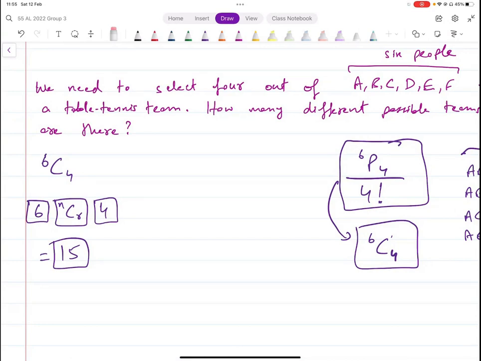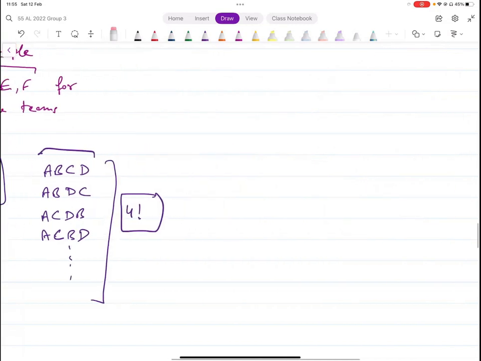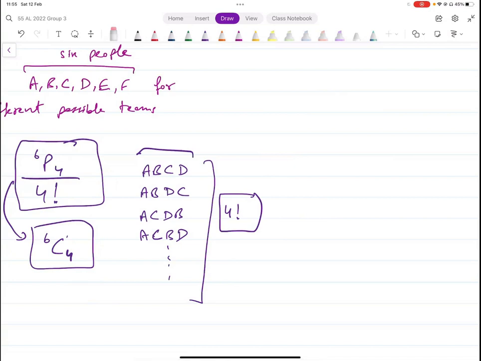Eliminate the other arrangements. Yes, that's why we do that. Unko eliminate karne ke liye, taki usko ek dafa count ho. So jab ABCD, we only want to count it once. Wo 24 times count ho raha tha. To baki arrangements ko eliminate karne ke liye we divided by 4 factorial there.